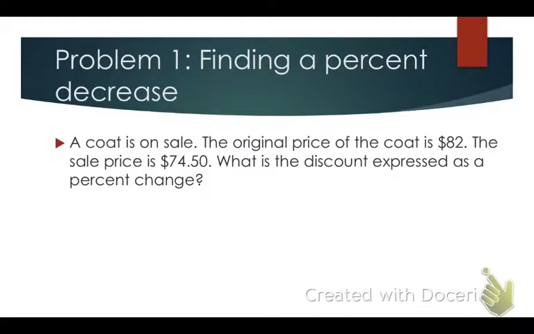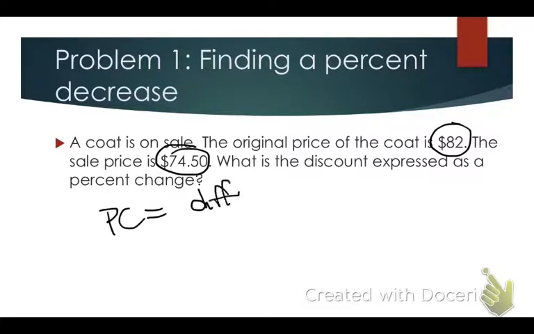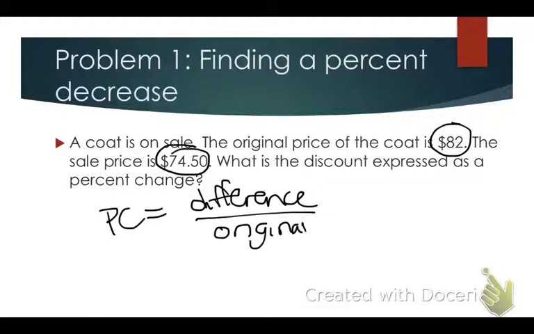So, problem number 1. A coat is on sale. The original price of the coat is $82. The sale price is $74.50. What is the discount expressed as a percent change? So I am thinking about that formula that I saw on the previous slide. The percent change is equal to the difference between my amounts divided by my original amount.